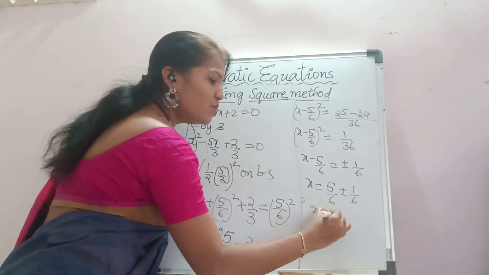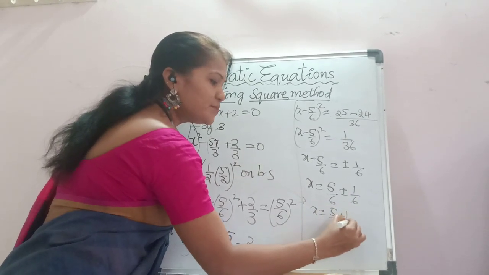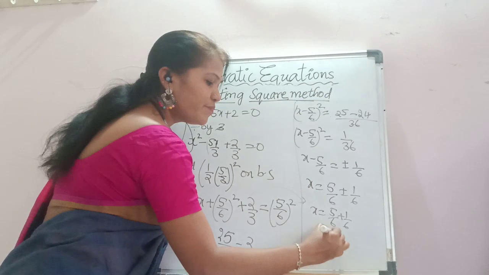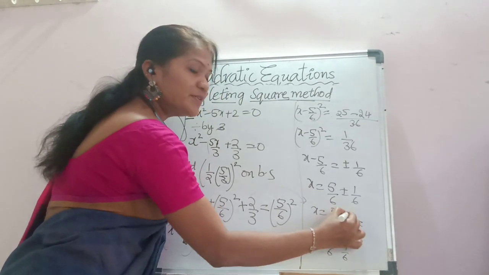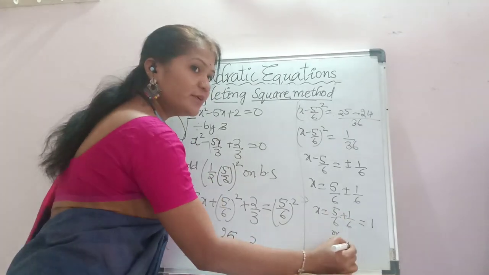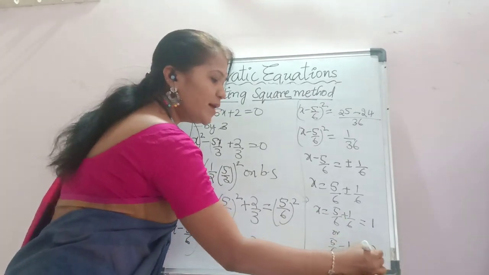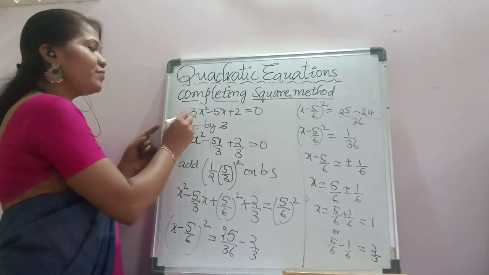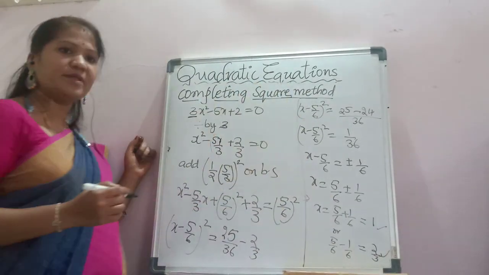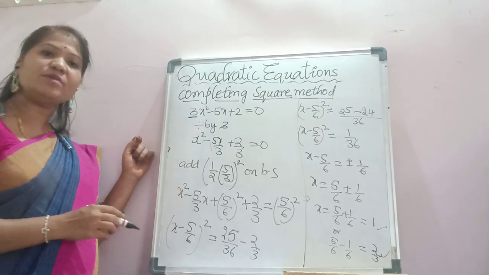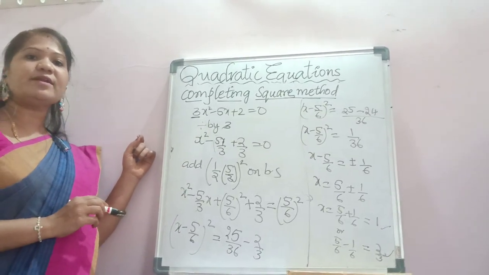So taking the x value as 5 by 6 plus 1 by 6 and 5 by 6 minus 1 by 6. 5 plus 1, 6 by 6 is 1. 5 minus 1, 4 by 6 is what? 2 by 3. Therefore, the roots of this quadratic equation are 1 and 2 by 3 by the completing square method. Isn't it? In this same method only, I have given you the proof for the quadratic formula.